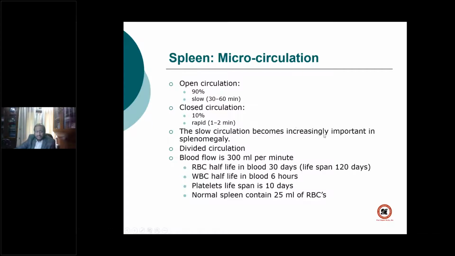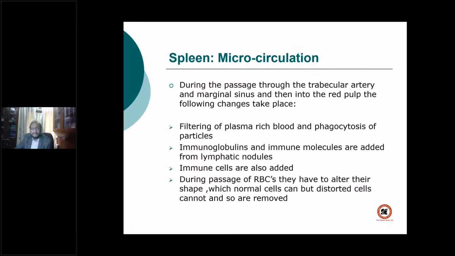The slow circulation becomes increasingly important in splenomegaly. So you have to remember one thing, that when you've got a huge splenomegaly, the major amount of circulation is open circulation, not the closed circulation, right? The blood flow to the spleen is 300 ml per minute. These are the half-lives which we have mentioned here. You know about these half-lives. I'm not going to repeat them.